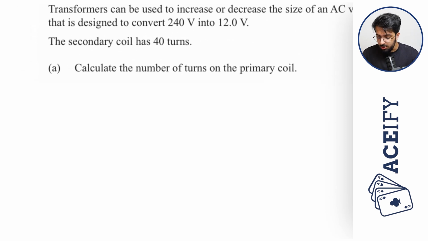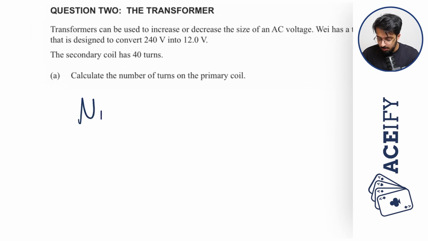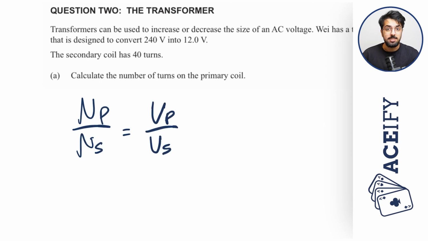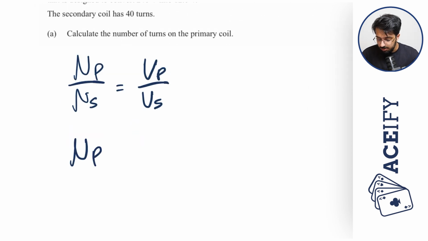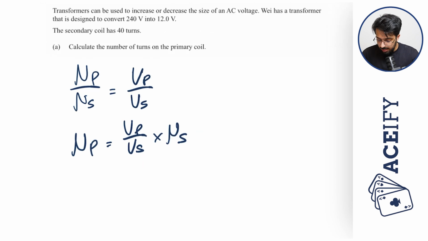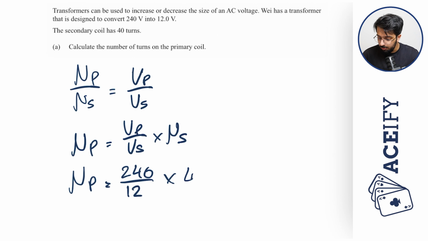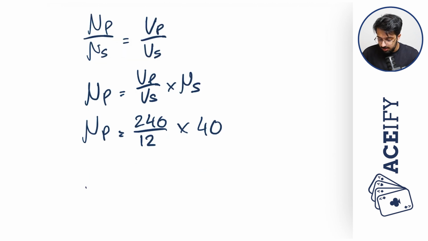Alright, so this is a pretty simple question to start us off. We know that NP all over NS is equal to VP all over VS, where P stands for primary and S stands for secondary. Okay, we're trying to find the number of turns in the primary coil, and so therefore we can rearrange for NP like so, okay? And so now we can just simply plug in our numbers. The voltage in our primary coil is 240 volts, divided by the voltage in our secondary, which is 12 volts, times the number of turns in our secondary coil, which is 40 turns. And so this gives the number of turns in the primary as 800 turns.